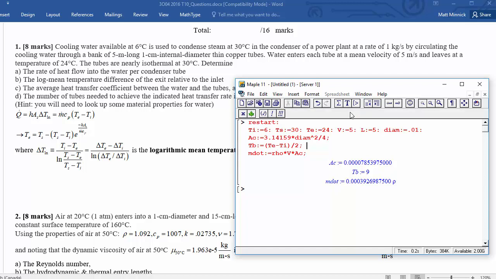Okay, so yeah, we've got a bulk mean fluid temperature of 9, so we'd want to look up the water properties around 10.